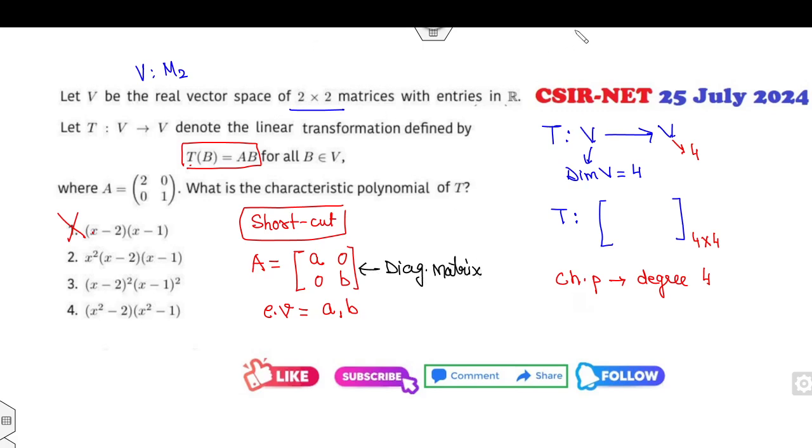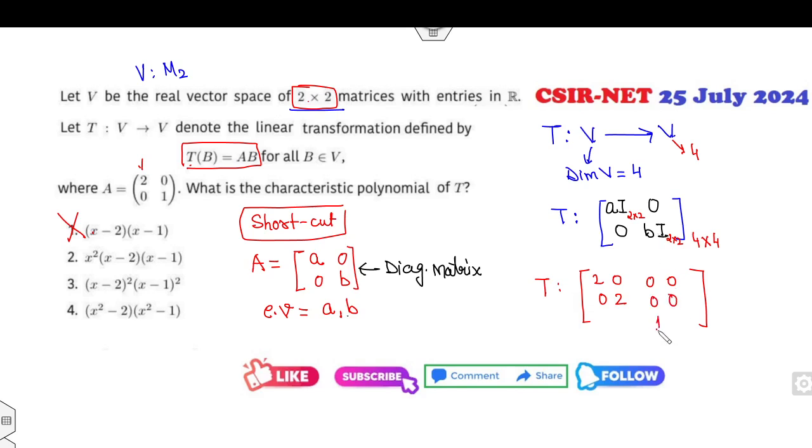Fine. Then you can define the transformation of AB as: A times the identity matrix, 0, that is the eigenvalue. The second eigenvalue is B times the identity matrix. Now what is the size of this identity matrix? The size of this identity matrix is the dimension, so 2 cross 2, 2 cross 2. Fine. Now can you write the matrix of this directly? What is the answer? A is my 2, so it's 2, 0, 0, 2. It's 2I. It is my 0, 0. B is my 1, so 1, 0, 0, 1.